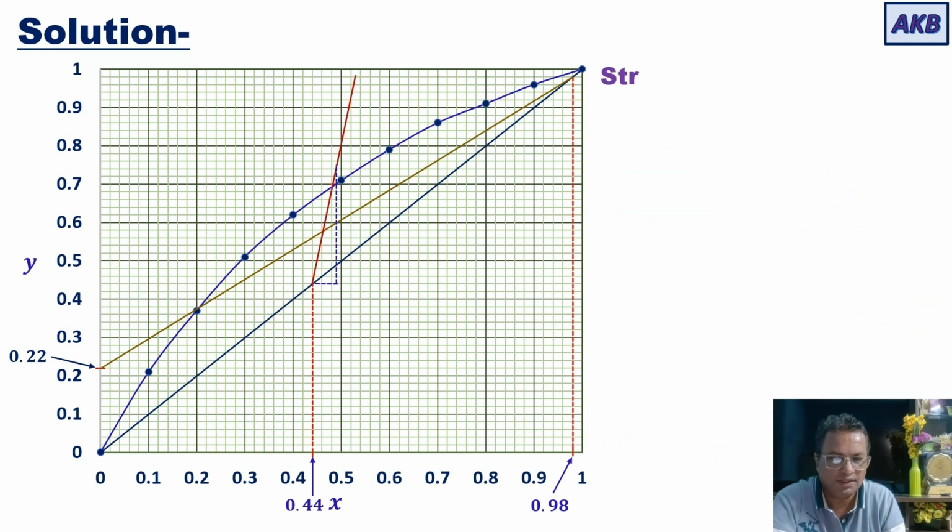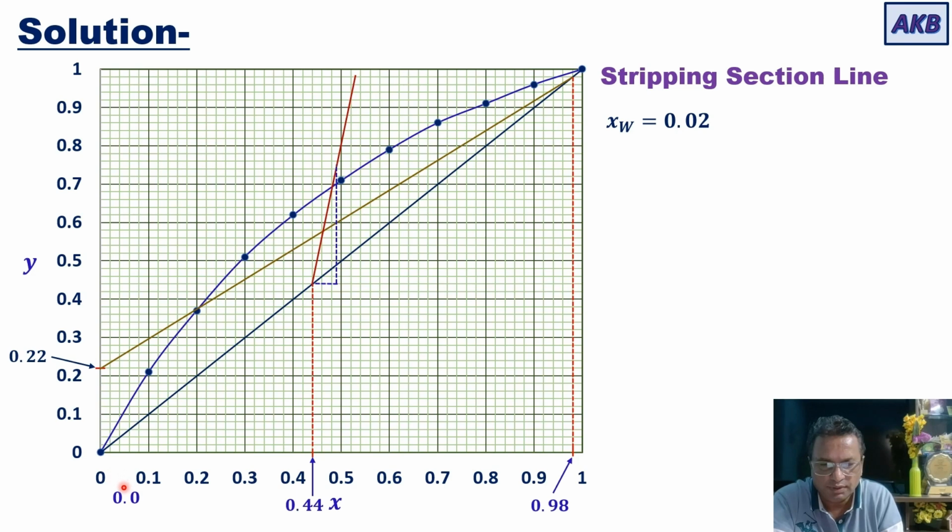Okay. Then we need to plot the stripping section line. For plotting the stripping section line, we are going to use this information. XW is 0.02. So 0.02 will be located over here. And then I'll go to the diagonal line. The stripping section line will start at this point and it will pass through the intersection of the Q line and the rectifying section line. So that will be the stripping section line. So with this, the basic structure that we will be using to plot the stages is ready with us.